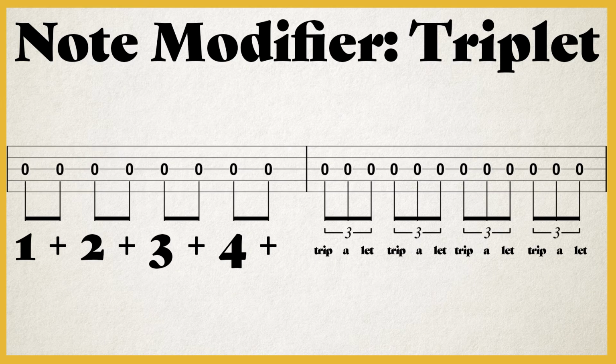Doing the same thing with 8th notes and 8th note triplets would sound like this. 1 and 2 and 3 and 4 and triplet, triplet, triplet, triplet. 1 and 2 and 3 and 4 and triplet, triplet, triplet, triplet.